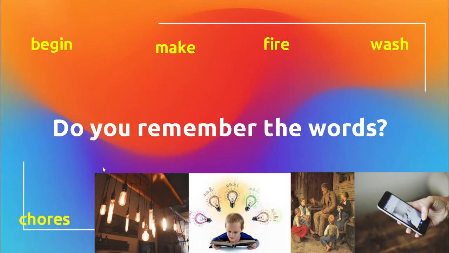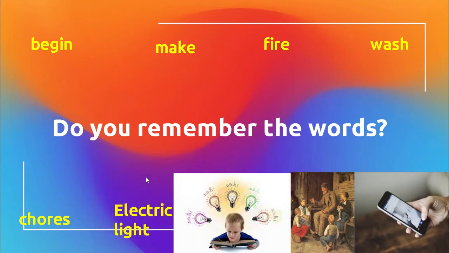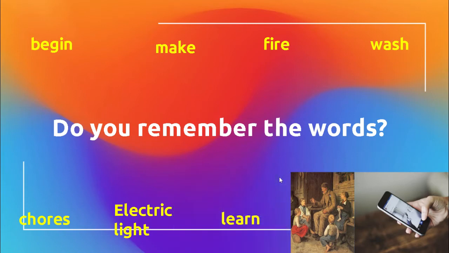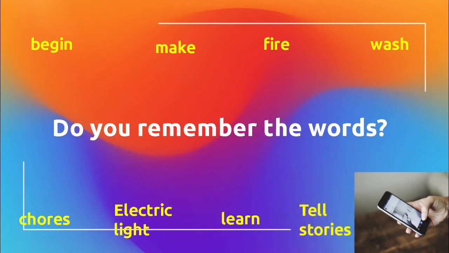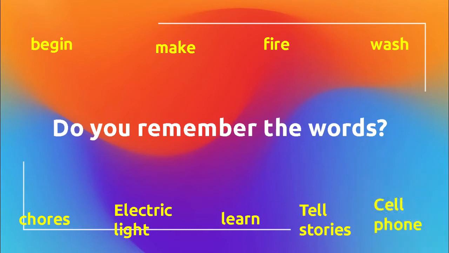This young man over here is obviously doing his chores, right? He's doing his chores. And this represents something that is very useful for us today, electric light. Then this young man is doing what you're doing. He is learning new things, right? And what is the grandfather doing with the children? He's telling stories. And this object, obviously very known to us, is a cell phone.